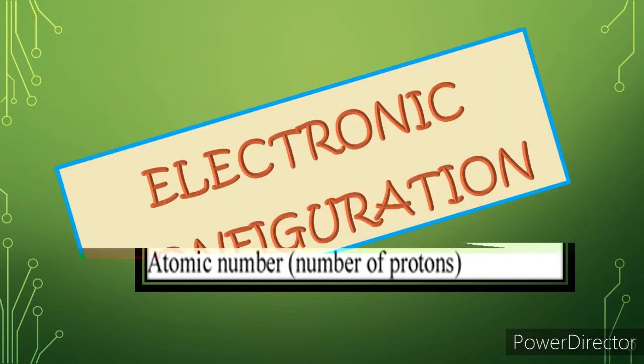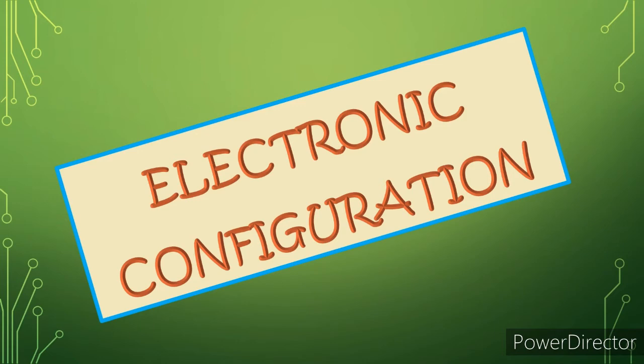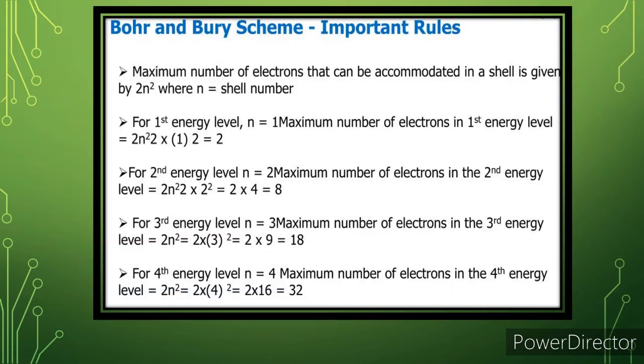Now, what is electronic configuration? Here one principle we have to know, that is the Bohr-Bury scheme. The maximum number of electrons that can be accommodated in a shell, that means in an orbit, is given by 2n², where n is the shell number. The shell numbers will be 1, 2, 3 like that. For the first energy level, that means the first shell next to the nucleus, n is equal to 1.